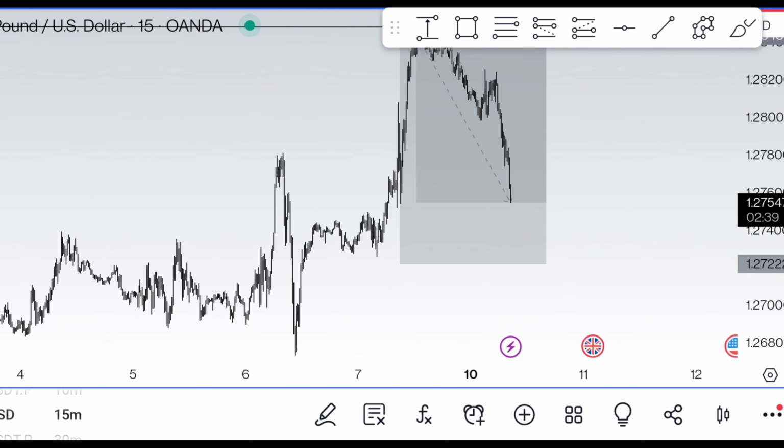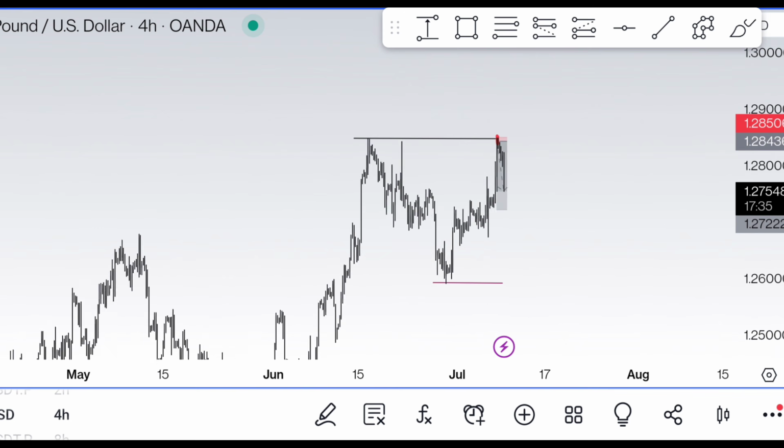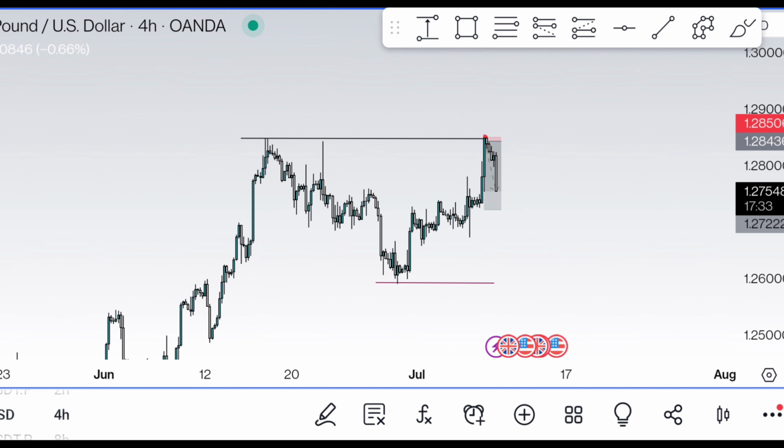So this is how I execute my trades using the turtle soup strategy. I hope it's clear. If it's not, you have to watch that turtle soup video.